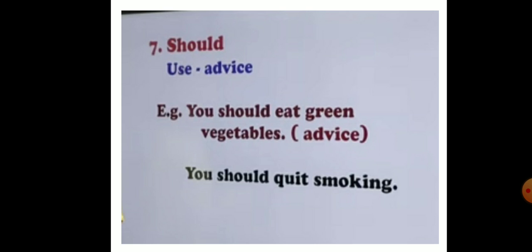Next is should. Should is used for advice. This is the second form of shall. This is the past form of shall. You can say this is used for advice. This is also used for asking for permissions. For example, you should eat green vegetables. This is the advice. If you have to advise somebody, you can use the modal should. You should quit smoking. This is also advice, so you can use should for advice.